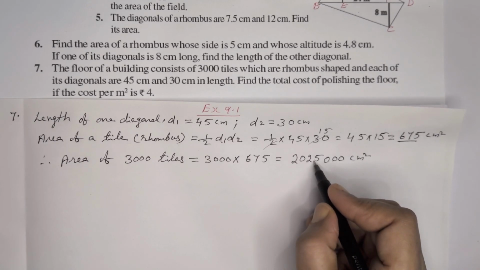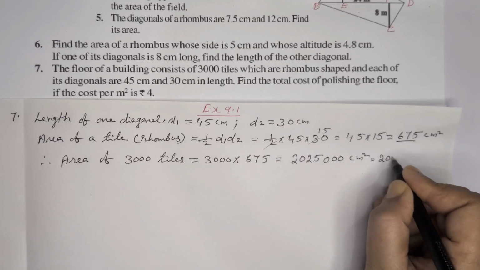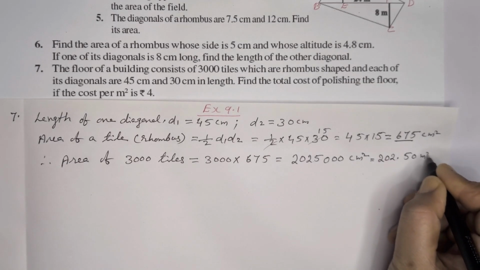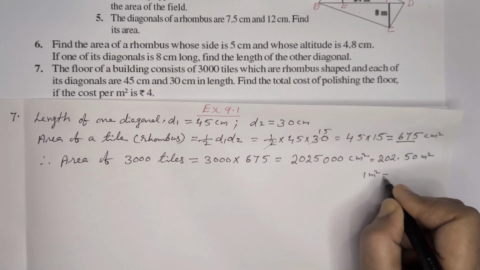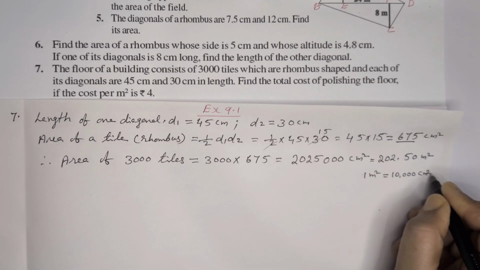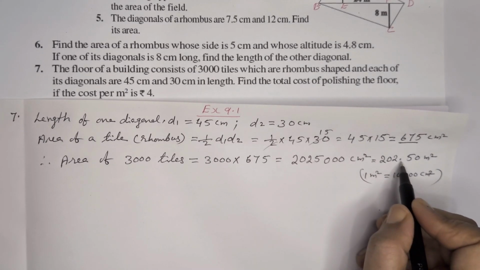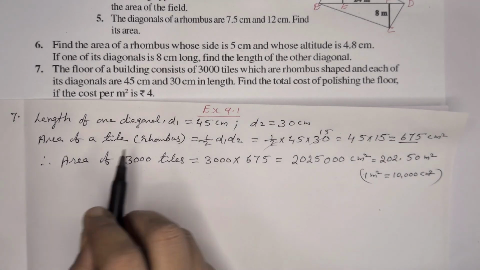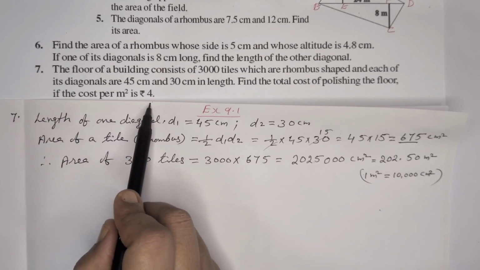So 4 places to left, which is equal to 202.50 meter square. 1 meter square is equal to 10,000 centimeter square. So 4 places we got to move to left and put the decimal point. And then next is cost of that. Per meter square 4 rupees.